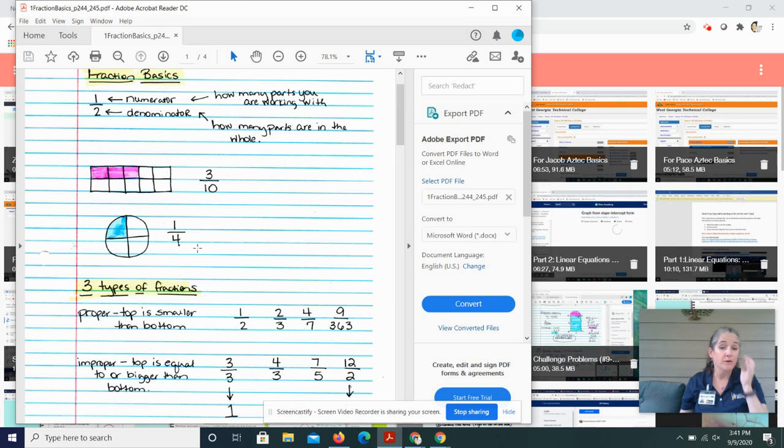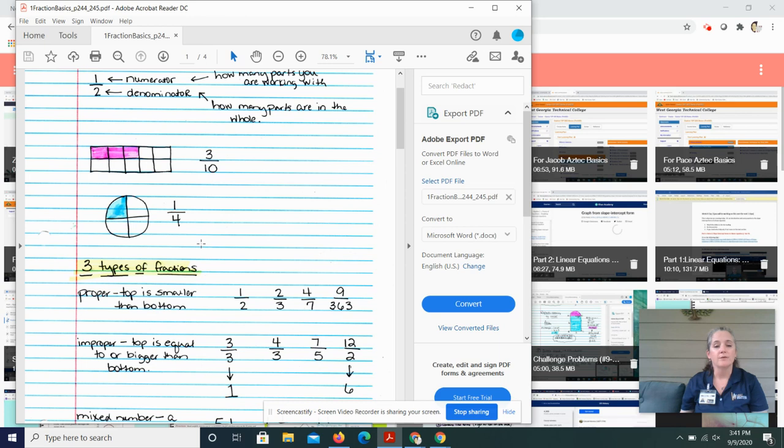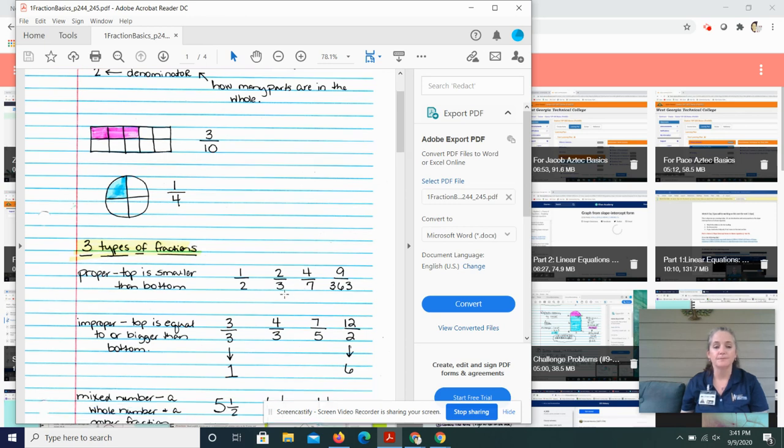So when we're working with fractions, we have 3 different types of fractions. We have what we call proper fractions, where the top is smaller than the bottom, like 1/2, 2/3, 4/7, 9/363rds. I mean, you could just go on and on. Any fraction where the top is smaller than the bottom is a proper fraction.